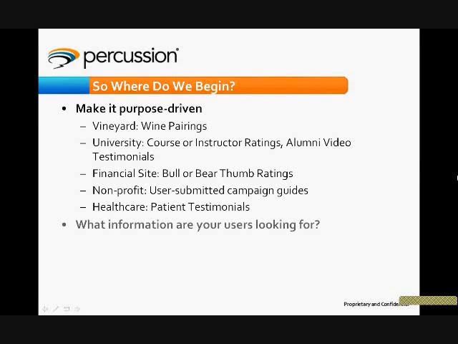A good rule of thumb, and this works in a lot of cases, most cases actually, is to determine what content your users are looking for and let them provide it to each other. That can be a very powerful thing.